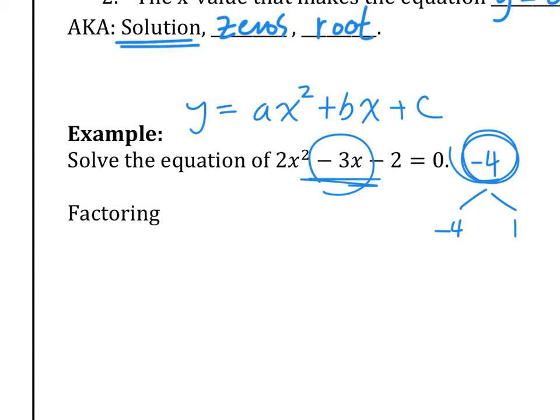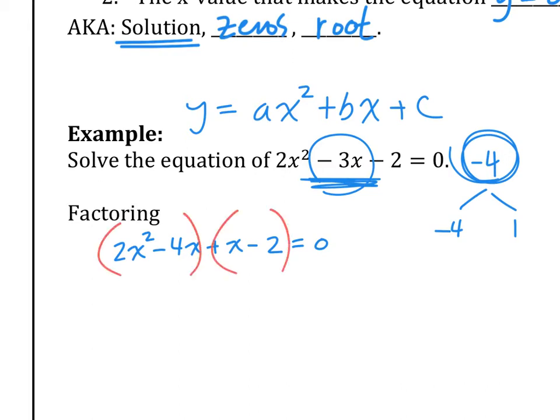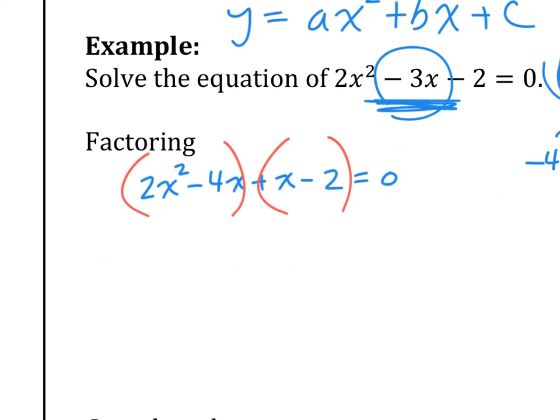So what I'm going to do is split this negative 3x into negative 4x and 1x. I'm going to rewrite this problem. Instead of negative 3x, I'm going to split it into those two coefficients that multiply together to get negative 4 and add to get negative 3. And then I'm going to do grouping like this, and factor out the greatest common factor out of every group.